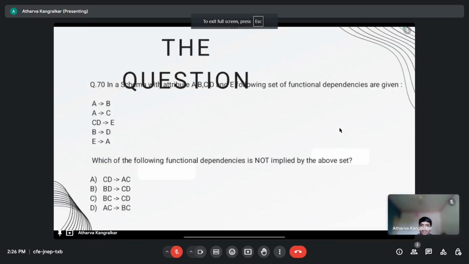So the next question is, in a schema with attributes A, B, C, D, and E, the following set of functional dependencies are given: A to B, A to C, CD to E, B to D, and E to A. So which of the following functional dependencies is not implied by the above set? So these are the given options.